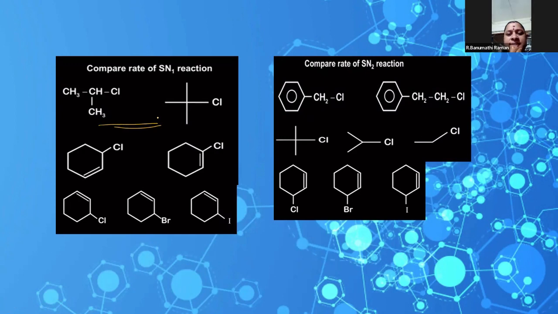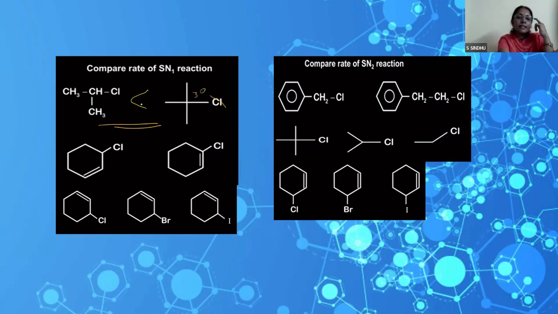First one is less than the second one. Yes, because this will be forming a tertiary carbocation, right? So this will be faster in the SN1 mechanism. What about the second set, teachers? The leaving group is the same in examples 1 and 2.